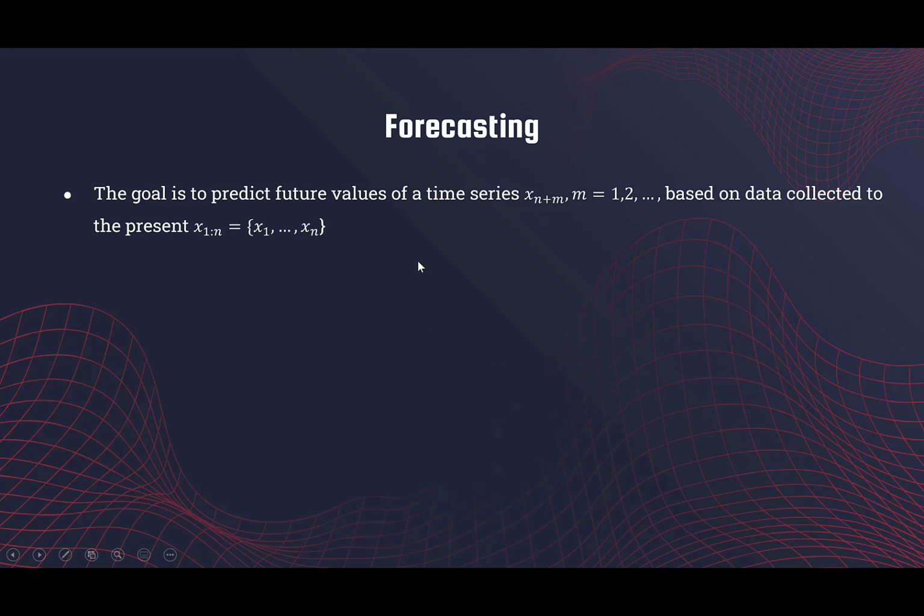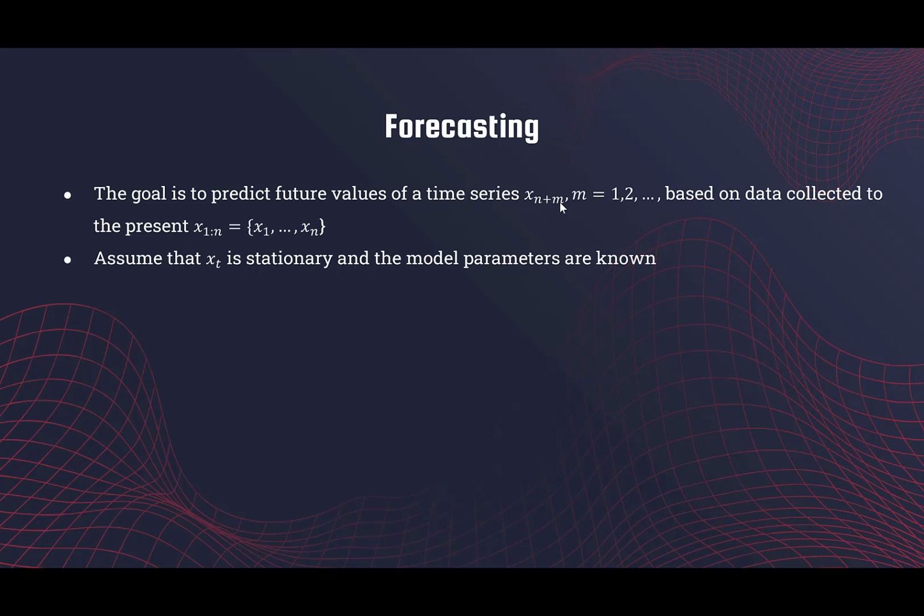So our goal is to predict future values of a time series, x_{n+m}, where m can take the value 1, 2, and so on. If m is equal to 1, that means we want to predict x_{n+1} based on the data collected up to the present. So the data up to the present is x1, x2, up to xn. If m is equal to 1, that means you want to predict the time series 1 step ahead. If m is equal to 2, that means 2 steps ahead, and so on.